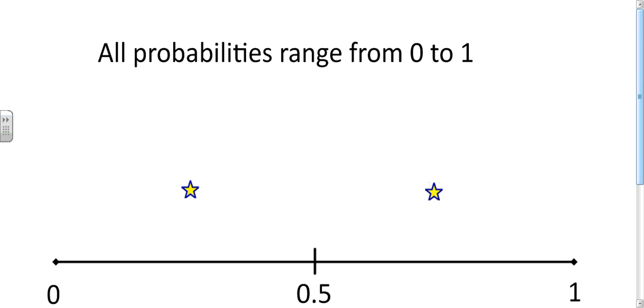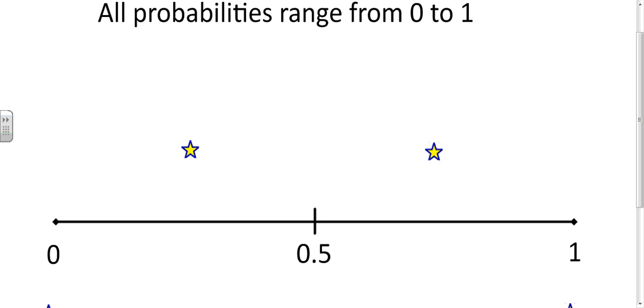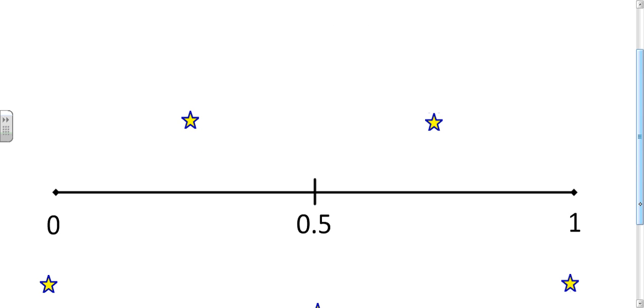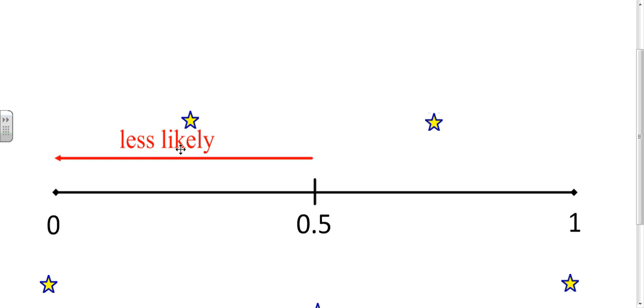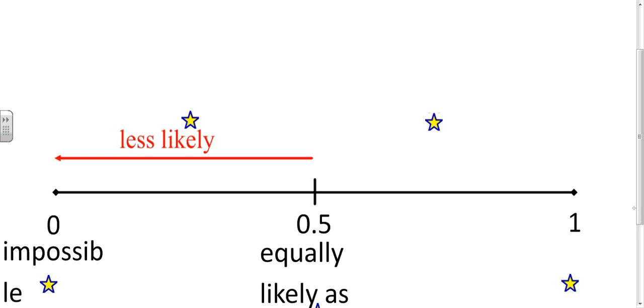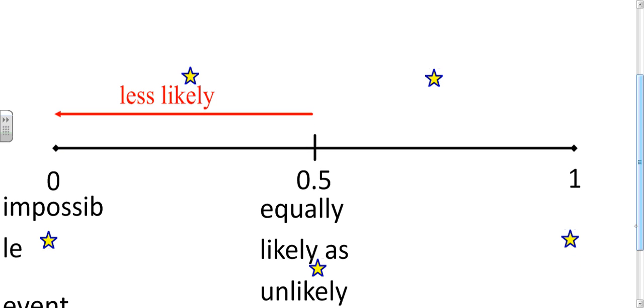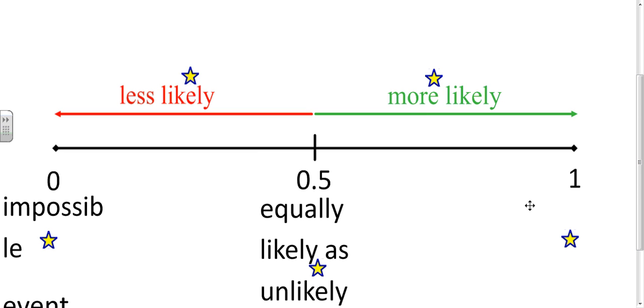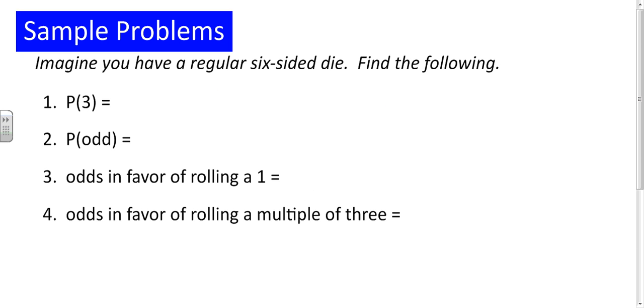And then it's sometimes helpful to look at this little number line when we're thinking about probability. If the probability is between 0 and a half, we say that it's less likely to occur. If it's all the way at 0, it is impossible. If it's right at a half, it's equally likely as unlikely. If it's between a half and 1, it's more likely to happen. And if it's all the way at 1, it is certain to happen. So if the probability of something is 100%, it is certain. So let's look at some sample problems.